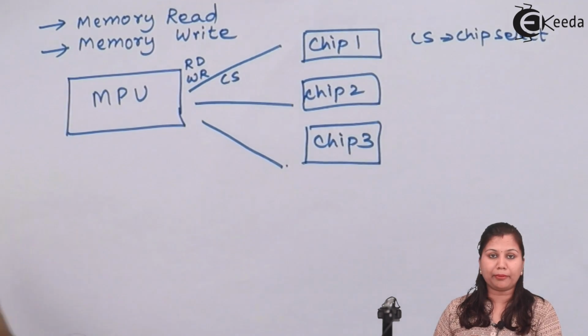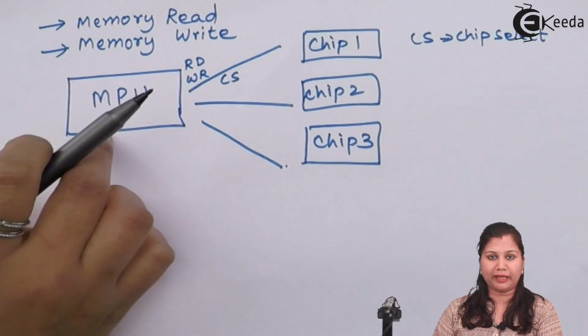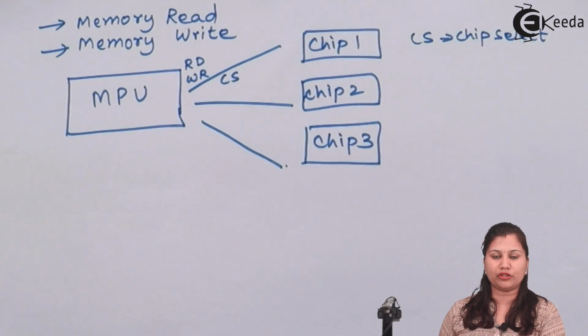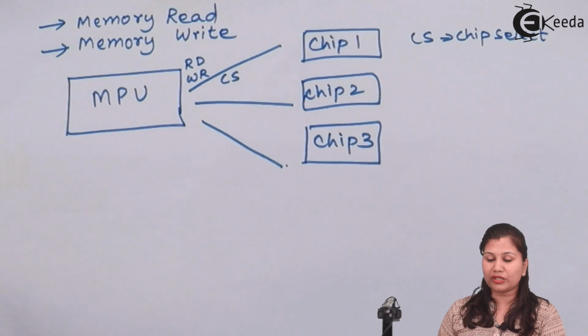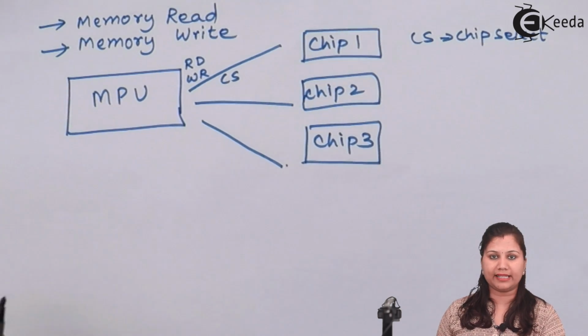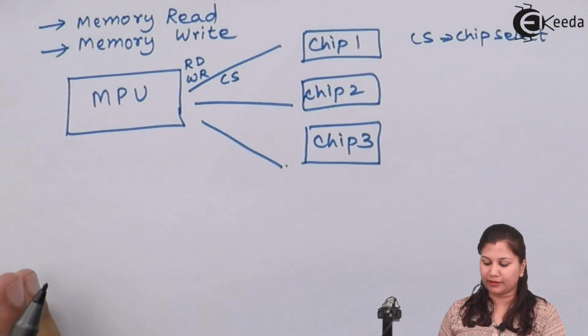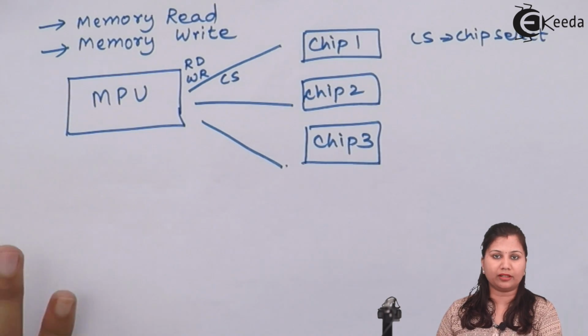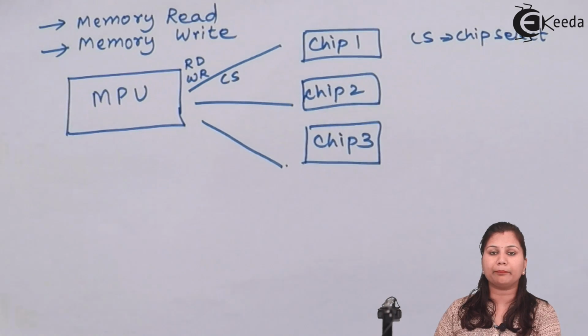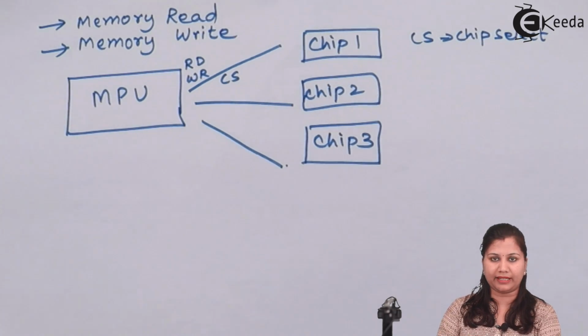Now for this type of communication of the microprocessor with different memory chips, there is a need for a device or a circuit which can provide these chip select and the read and write signals. So this type of circuit or device is known as the memory interfacing device.